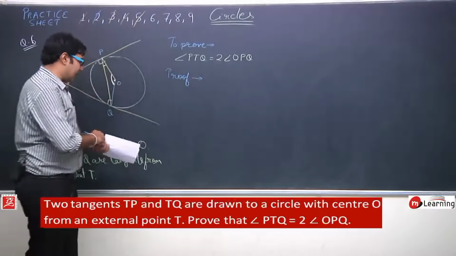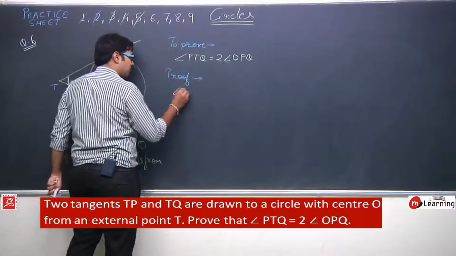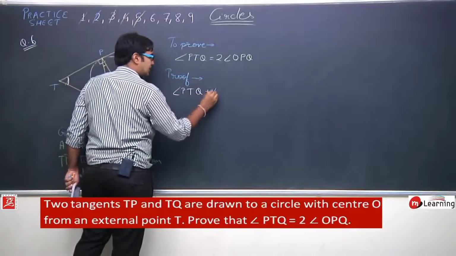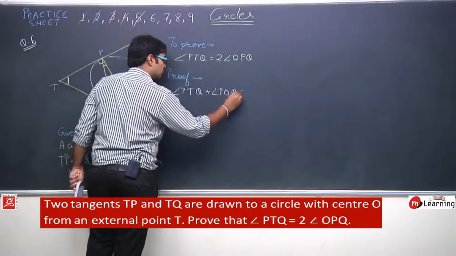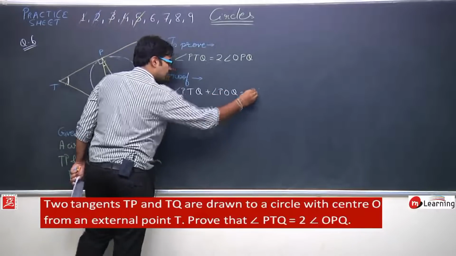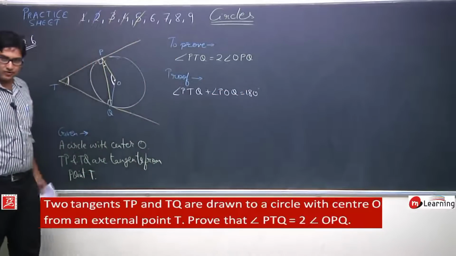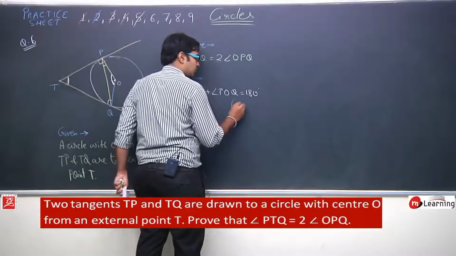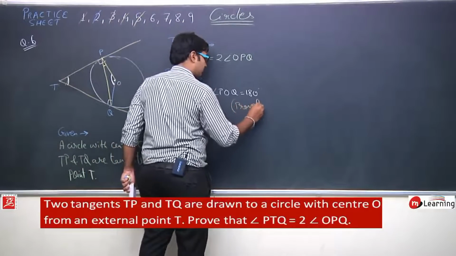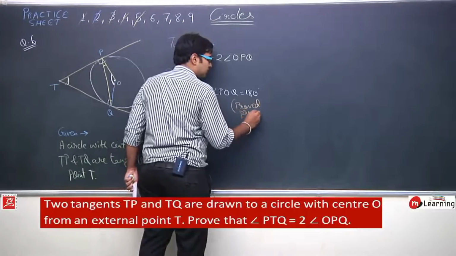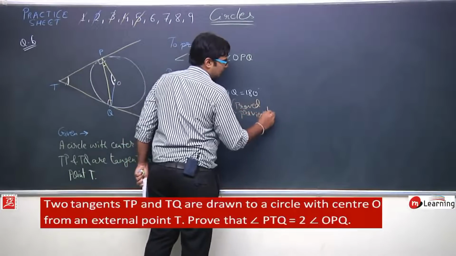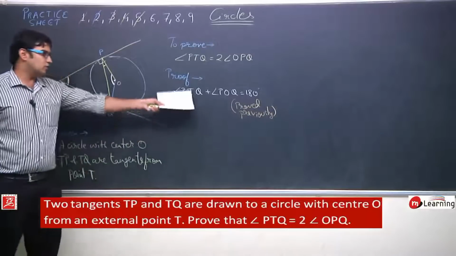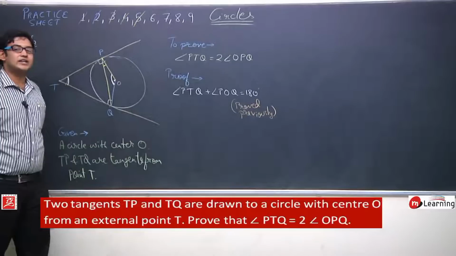I am saying that angle PTQ plus angle POQ is equal to 180 degrees. And why is it 180 degrees? I am writing the reason: proved previously. Try to recall the question that we have done previously, where we proved the sum of these two angles equals 180 degrees.